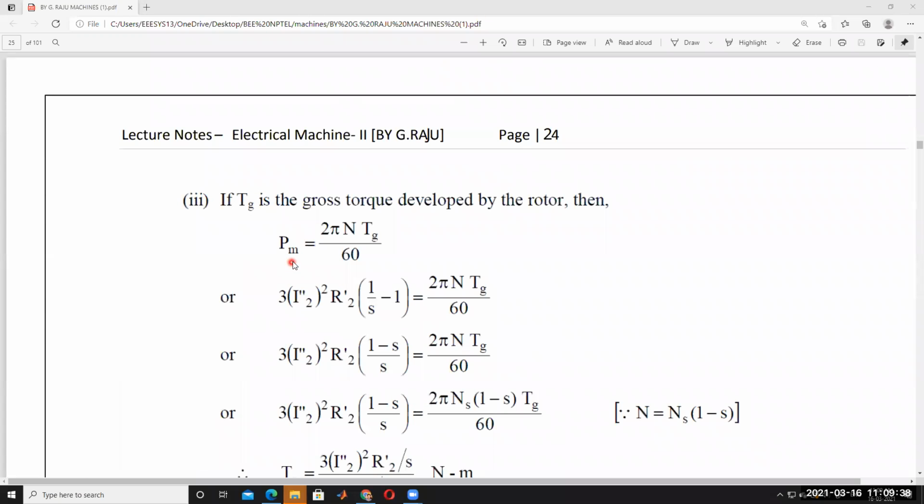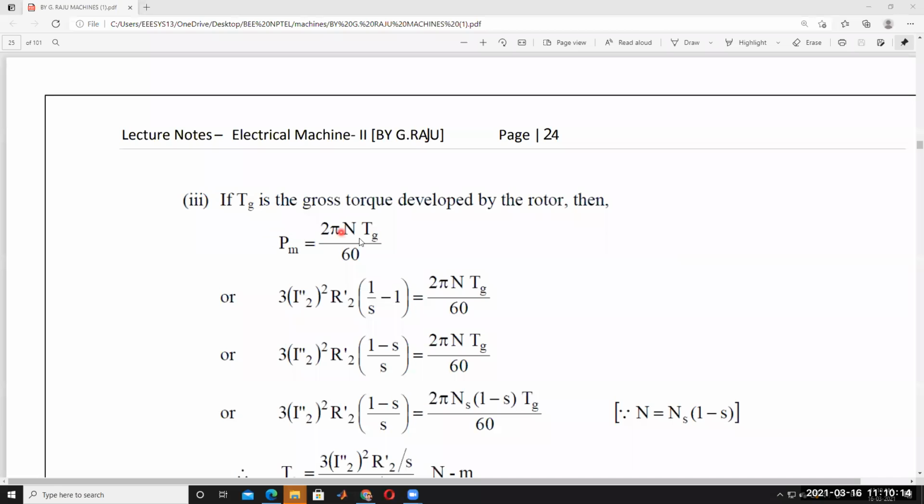And then power is equal to torque into omega. The gross power developed in the induction motor is equal to torque into omega, where omega is equal to 2 pi N by 60, in radians per second. Understand?